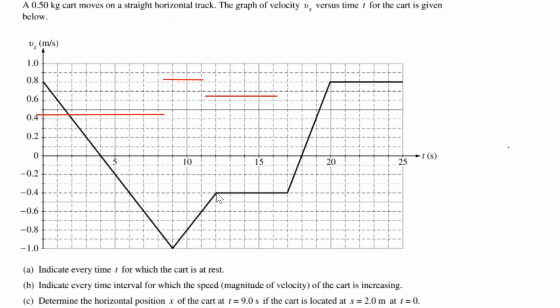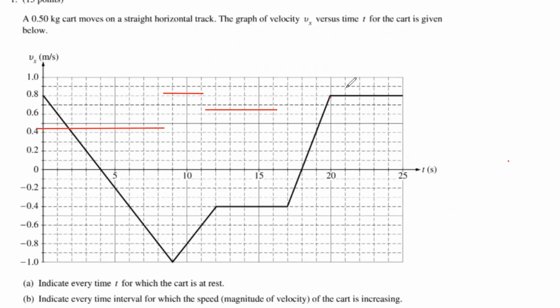So for this region, let's find the slope of this graph, which gives the acceleration. Let's choose this point, which is 0.8, and another point as 0. So (0.8 minus 0) divided by (20 minus 18), which is 0.8 divided by 2, is 0.4 meter per second square. So it has a constant acceleration in this region.